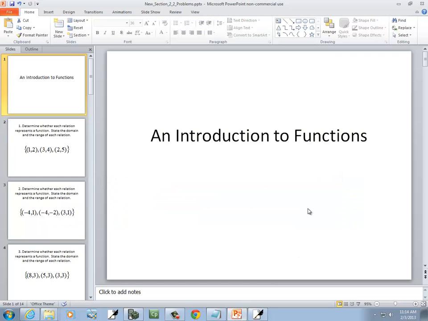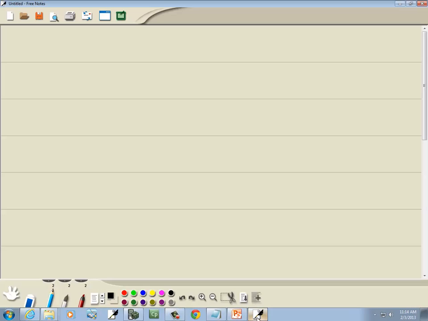Let's take a look at an introduction to functions. And let's first talk about what is a function. Basically it says for every x there is only one y. So for every x there's only one y.